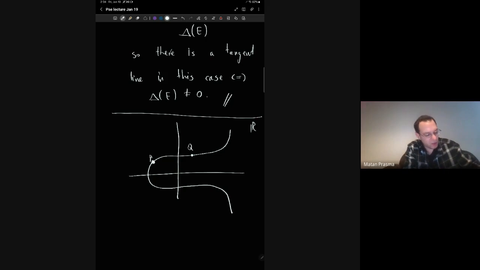I draw the line between P and Q. Now, there is a general theorem that because E is a cubic, this line must intersect E in a third point, which we can call R. We are not going to rely on this theorem.